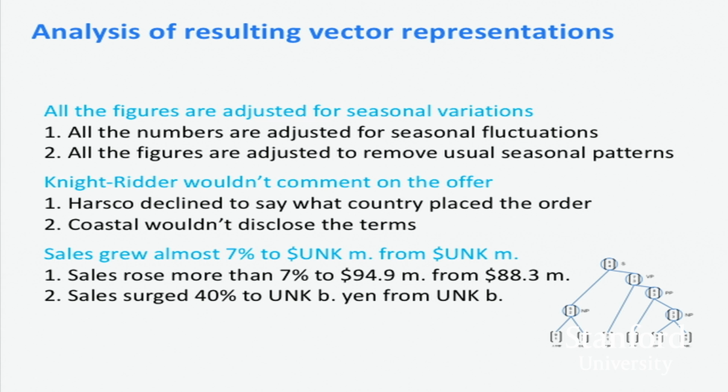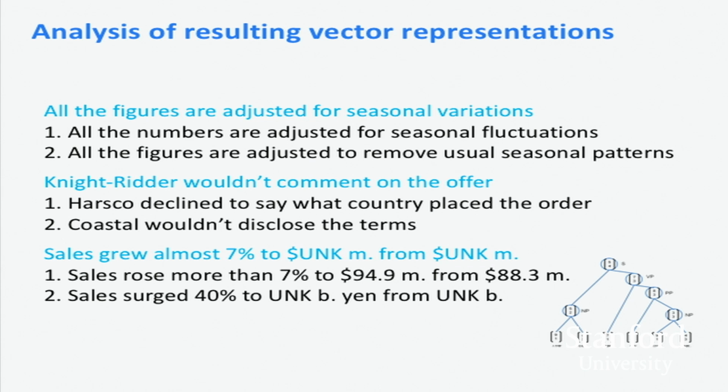So basically we're saying, okay, for any sentence or any phrase, we've calculated a meaning of that phrase that we can place into our vector space. Just like for word vectors, we can then say, what other sentences are placed nearest together in the space, because they should have the same meaning. So if the test sentence is "all the figures are adjusted for seasonal variations," the two closest other sentences in the Wall Street Journal corpus are "all the numbers are adjusted for seasonal fluctuations" and "all the figures are adjusted to remove usual seasonal patterns."